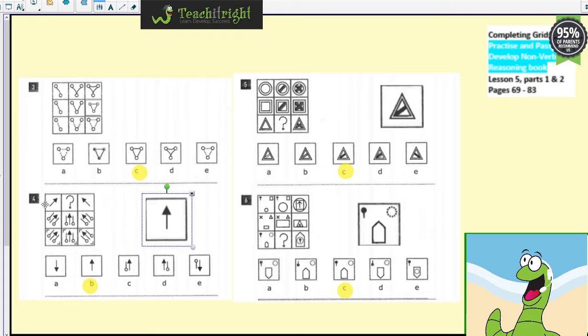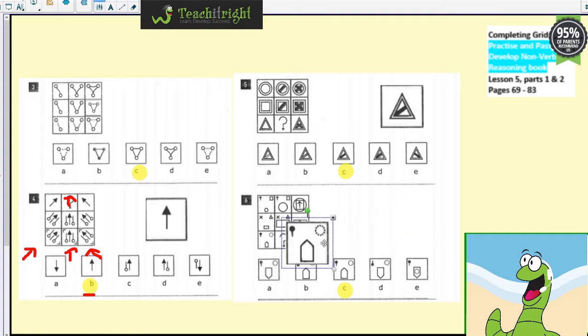This one, you've actually got sort of a rotation occurring each time. So we have it facing this way, then as you move over, it rotates 45 degrees, and then rotates again 45 degrees here. So if we use that pattern, we can see we're looking for one that's pointing straight up, as we see in option B. So that makes option B the answer.